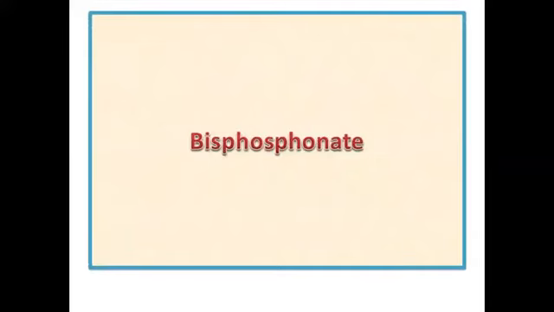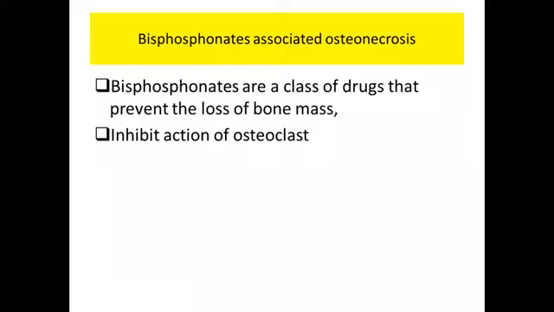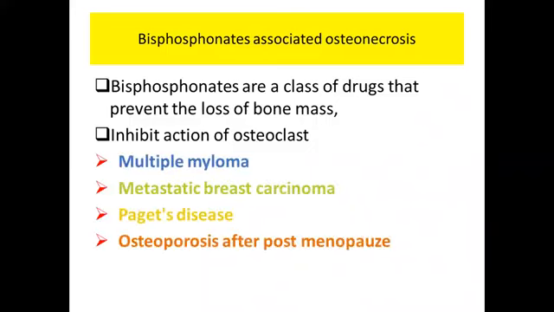Bisphosphonate, this drug is mostly used for the treatment of osteoporosis. Bisphosphonates are a class of drug that prevents the loss of bone mass. Mechanism of action: inhibit the action of osteoclasts, which are responsible for resorption of the bone. This is seen in cases of multiple myeloma, metastatic breast carcinoma, Paget's disease, and osteoporosis after post-menopause.